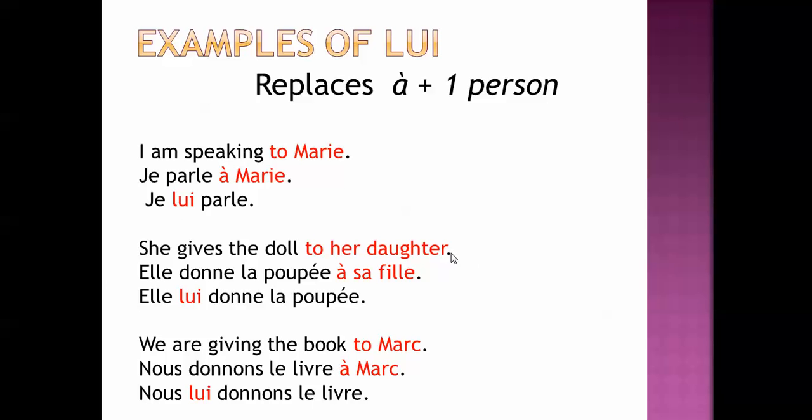Here's another example. She gives the doll to her daughter. Elle donne la poupée à sa fille. Elle lui donne la poupée. So you are replacing à sa fille with lui. Last example. We are giving the book to Marc. Nous donnons le livre à Marc. So this is à followed by one person, so it becomes nous lui donnons le livre.